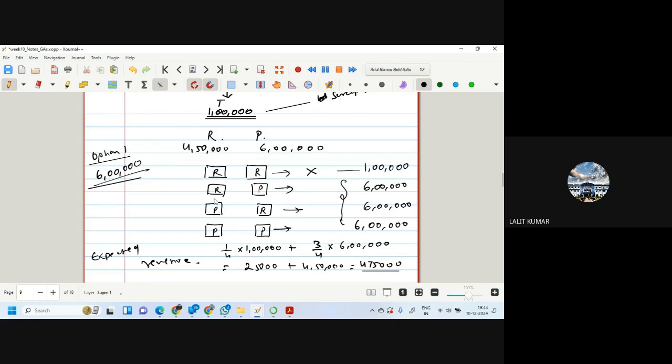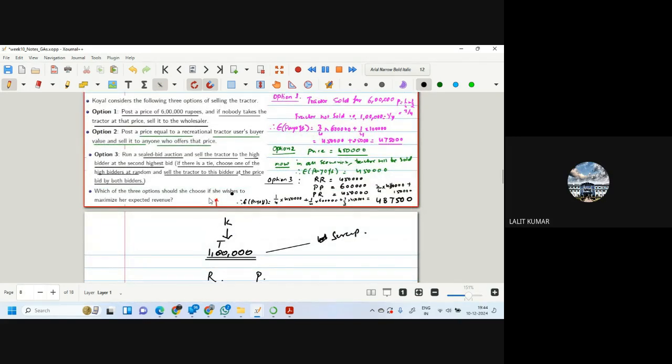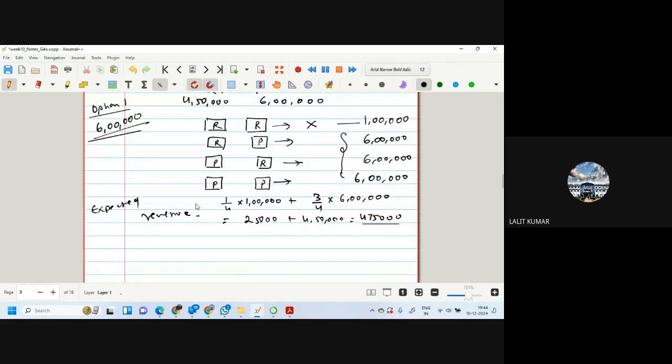Is that okay? In the second option, she says that she will post a price equal to the recreational tractor users' buying price and sell it to anyone. So it means in this case, in option two, recreational will win. He will pay 4,50,000. Recreational will win 4,50,000. P will win and he will pay 4,50,000. So in all cases, she will get 4,50,000. So in option two, expected revenue is equal to 4,50,000.